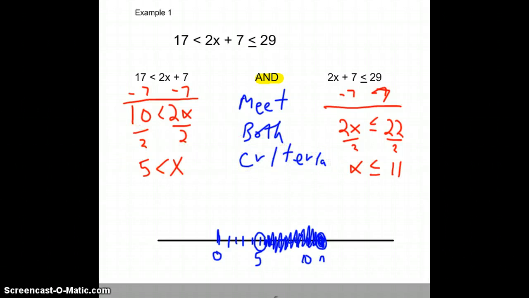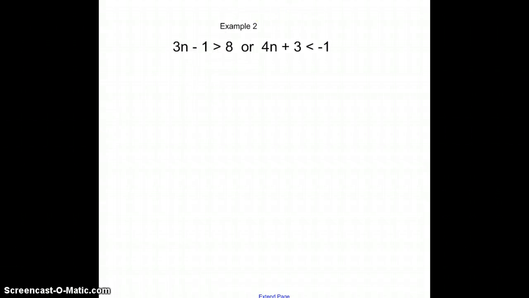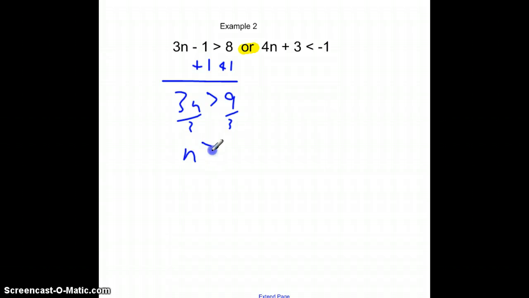Okay, let's take a look at example 2. Notice we don't have the word and, now we have the word or. So you're going to have to meet one or the other. It's still two problems, so we'll solve it as such. Plus 1, 3n greater than 9, divide by 3. We get n is greater than 3.